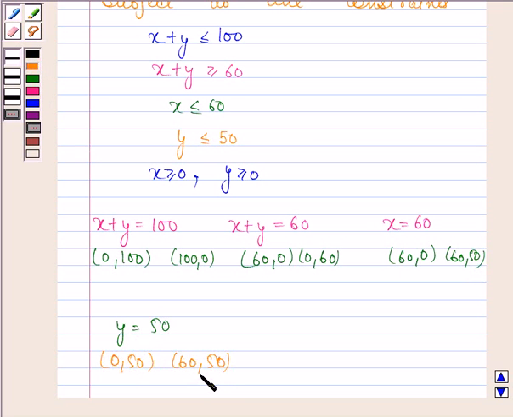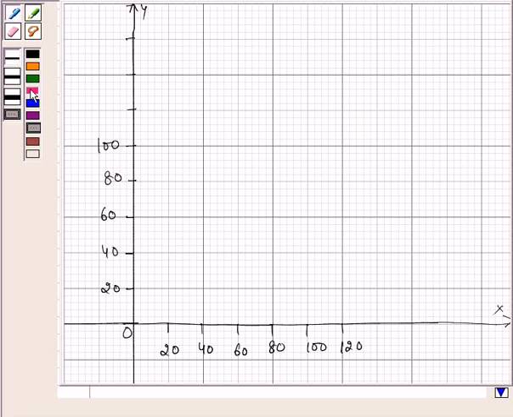Now we will draw the lines on the graph. First draw the line x plus y equals 100. Points are (0, 100) and (100, 0). This is the line x plus y equals 100. Second line is x plus y equals 60, points are (0, 60) and (60, 0).